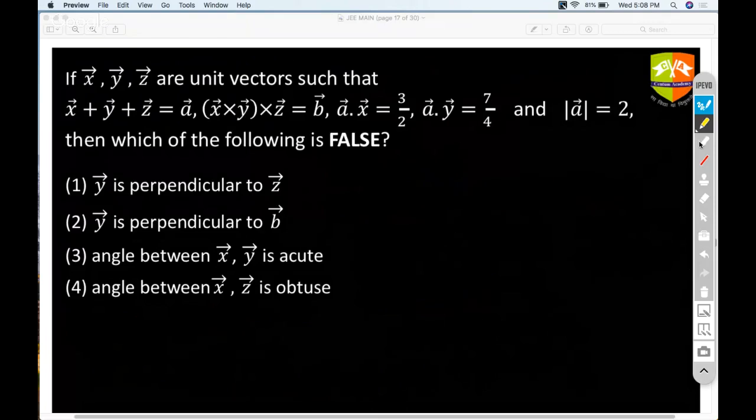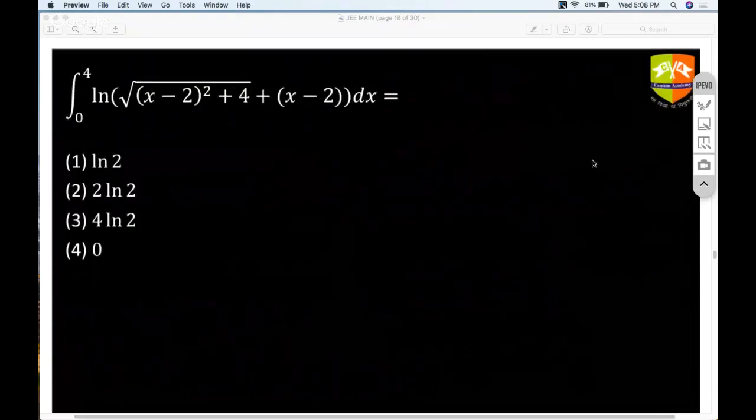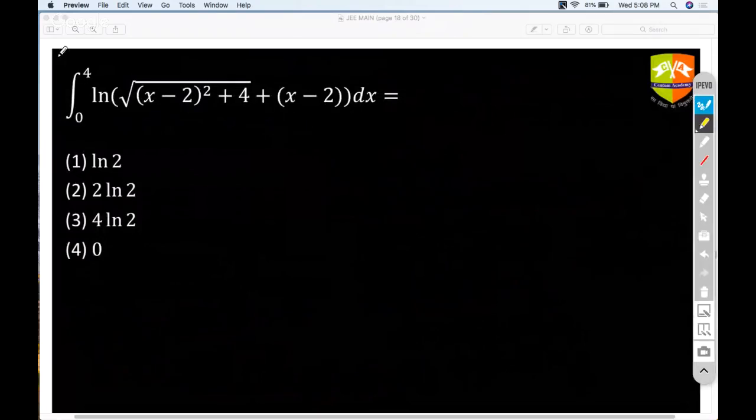Let's now move on to the next question, which is question number 18. We need to find the integral of ln under root of this whole thing, which is under the ln. Okay, so ln is operating on the whole thing.